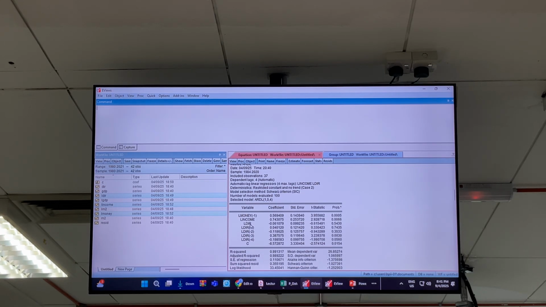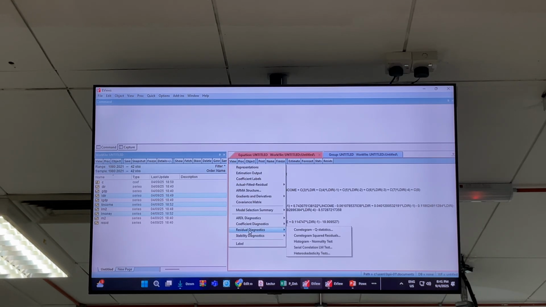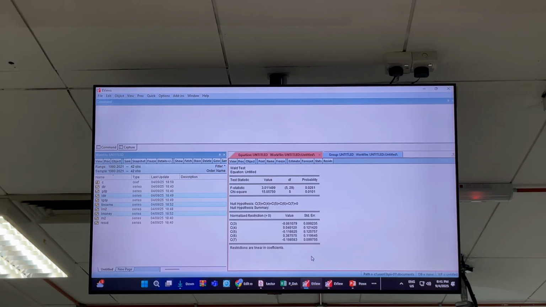So, what are the coefficients? C3 up to C7. So I go to view, then I go to the Wald test. I type C3 equals C4 equals C5 equals C6 equals C7. Are they equal to 0 or not? So, significant? Yeah, significant. So that's a short run. Short run Granger causality from the interest rate to money.